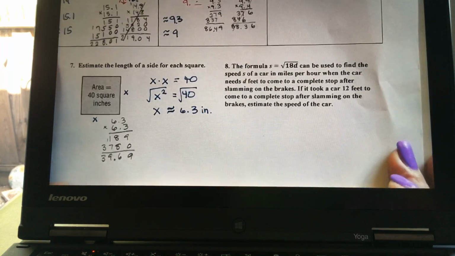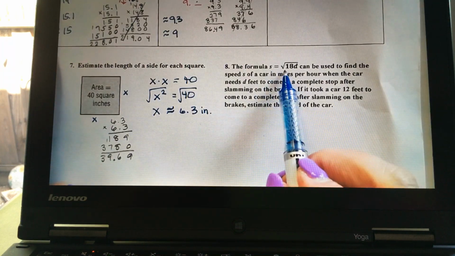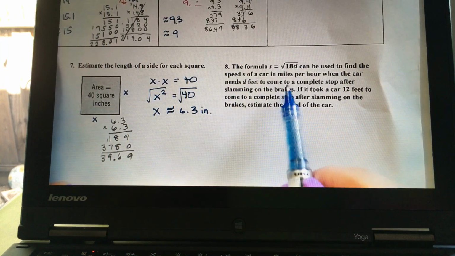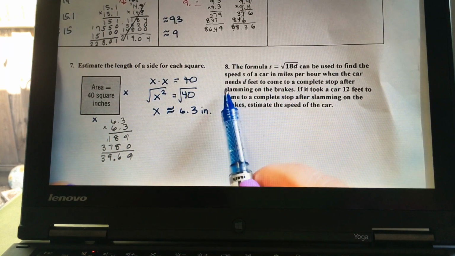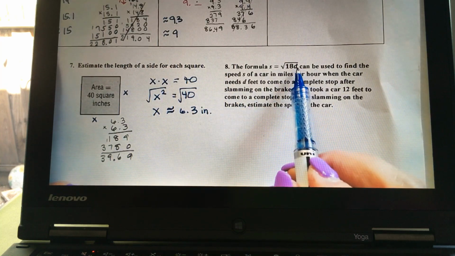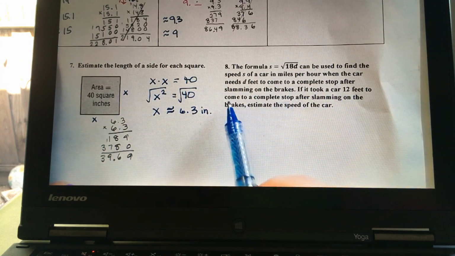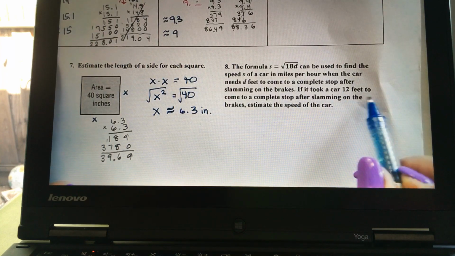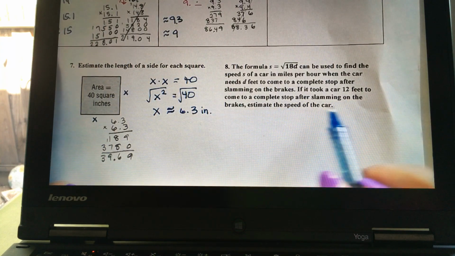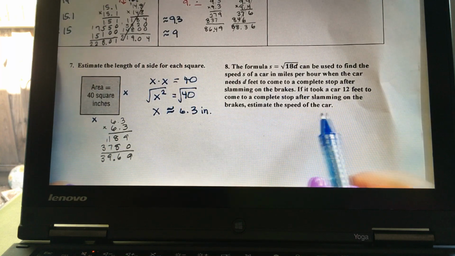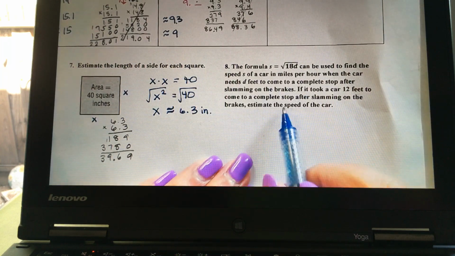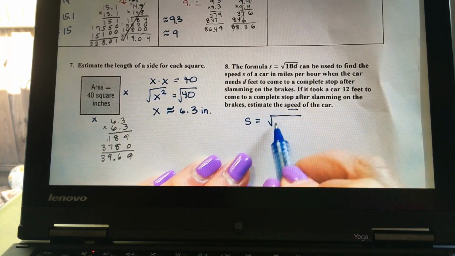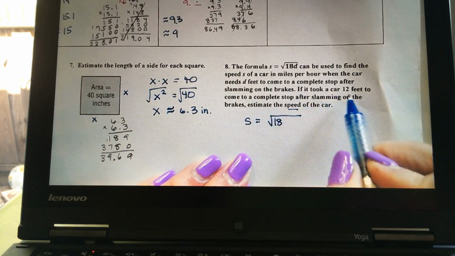And our last one, the formula S equals the square root of 18D can be used to find the speed of the car, S, in miles per hour, when the car needs D amount of distance to come to a complete stop after slamming on the brakes. If it took a car 12 feet to come to a complete stop after slamming on the brakes, estimate the speed of the car. So we're solving for the speed, that's S. The amount of distance, where was it, 12 feet?